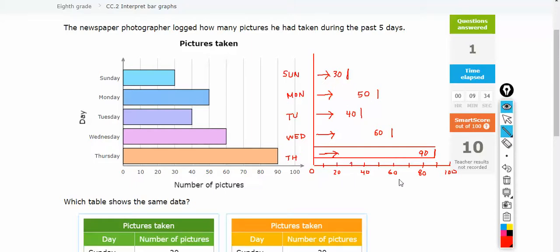Notice that I did number every tick mark. I went by 20s as the increment. I went 0, this is 10, so 20, 30, 40, 50, 60. So you get the idea. Now the question is, which table shows the same data?